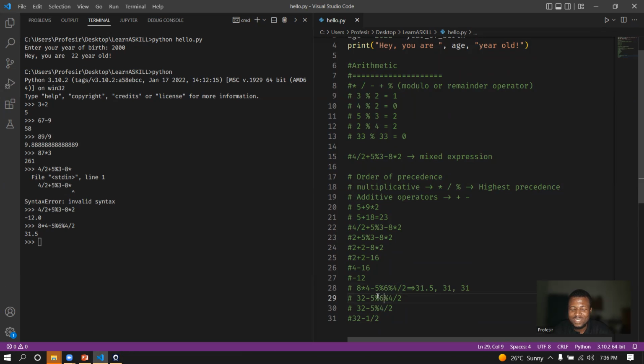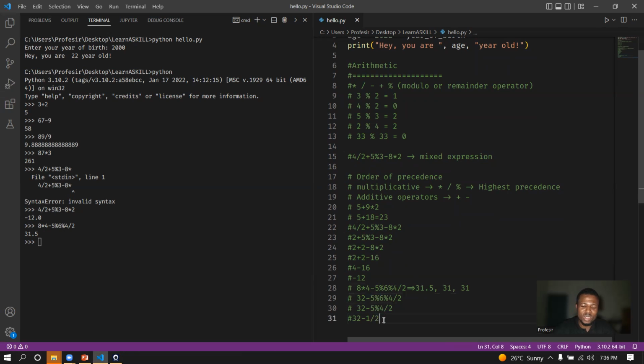So the simple trick is that whenever the first operand, or the left-hand side operand, is smaller than the right-hand side operand, it will return the left-hand side operand. That's all. Okay. Great.